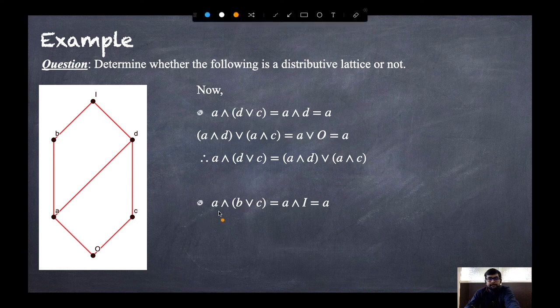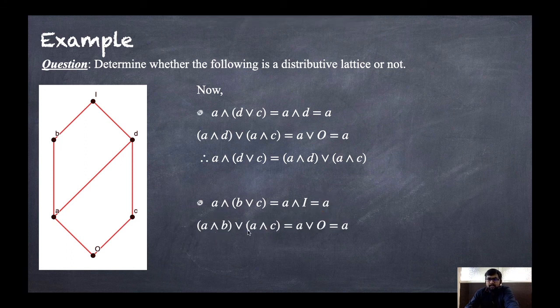Okay, now A, B and C. What will be B or C? Like this. Now B or C. So B or C, the least upper bound will be I. So A and I will be A. Now for the right hand side, A and B or A and C.